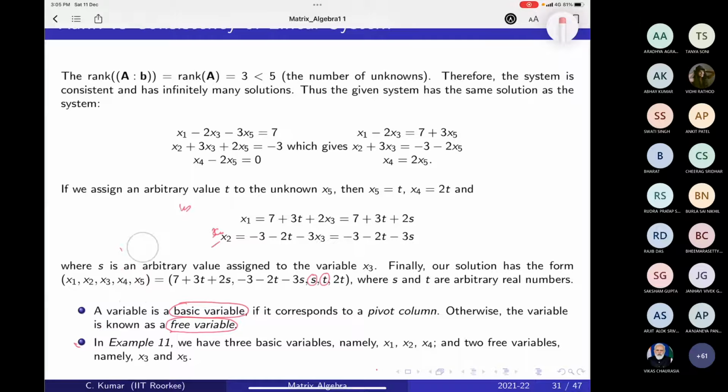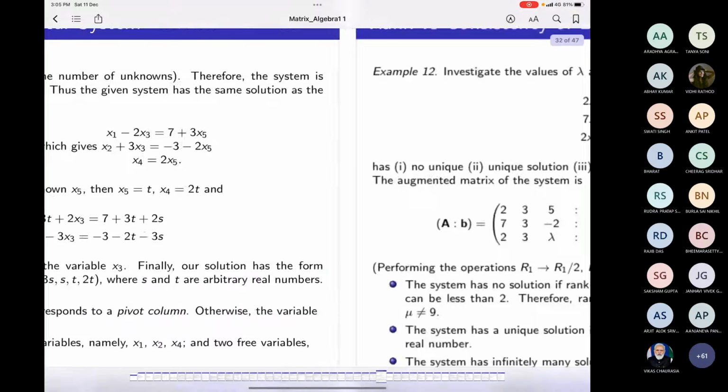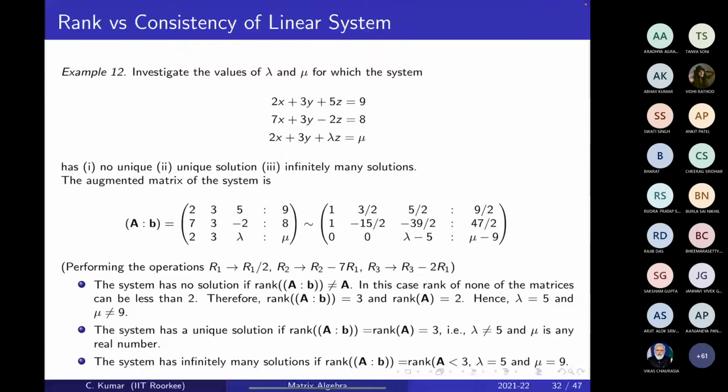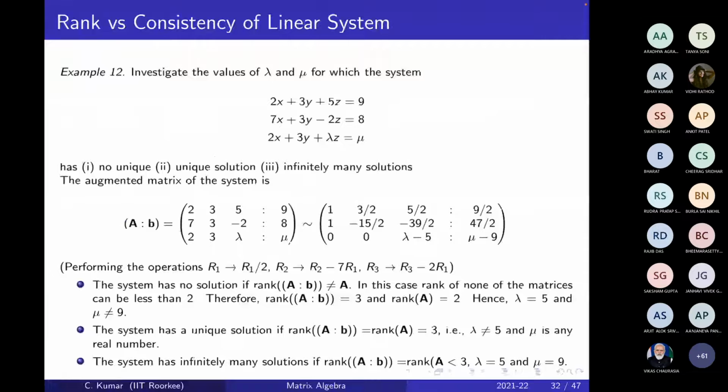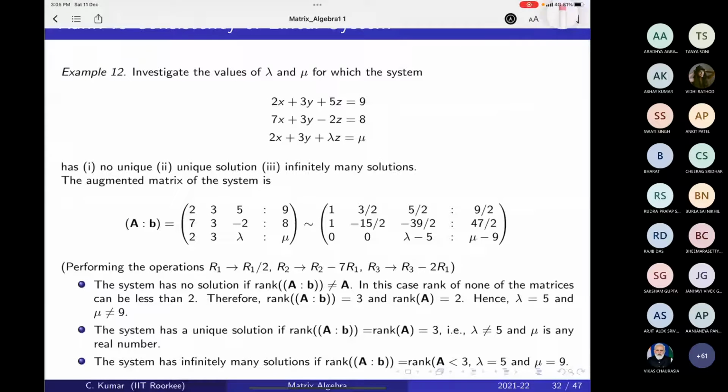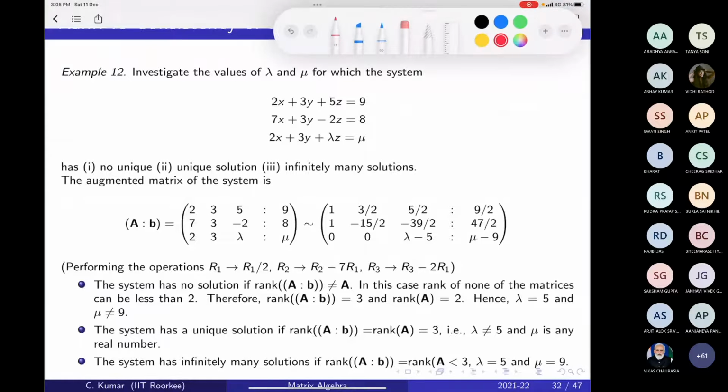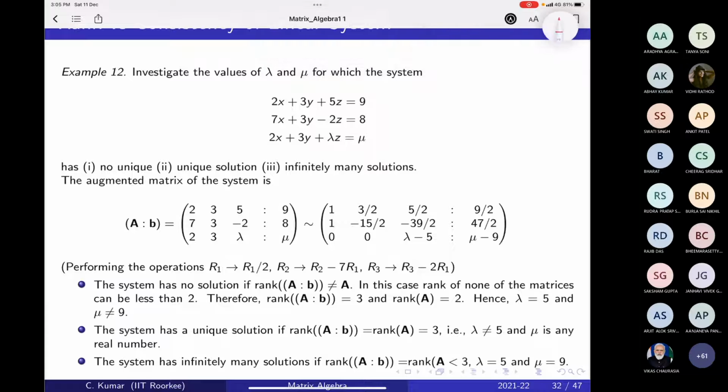So now we move to the next topic. I think this example is also pretty much obvious, related to the rank and the system of equations. So I leave this example for you to read.